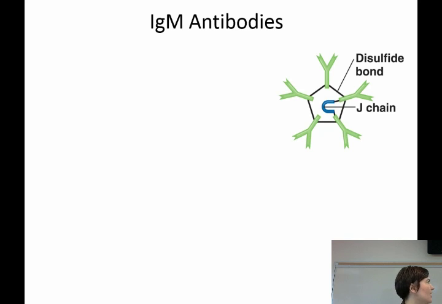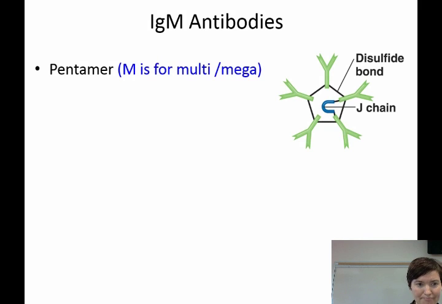Why do you think this kind of thing would be helpful? This is going to be really useful at grabbing onto microbes more strongly, right? Because they're looking for something that's probably repeated on the microbe surface. So you maybe could grab the same microbe twice or grab a whole bunch of them and cluster them all together, making it easier for phagocytes to find them.